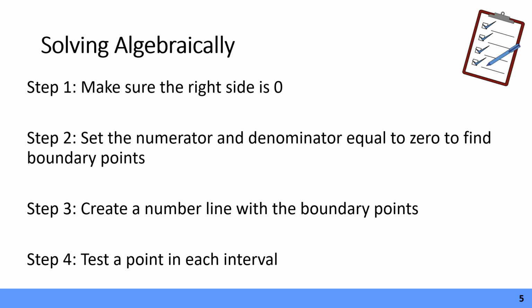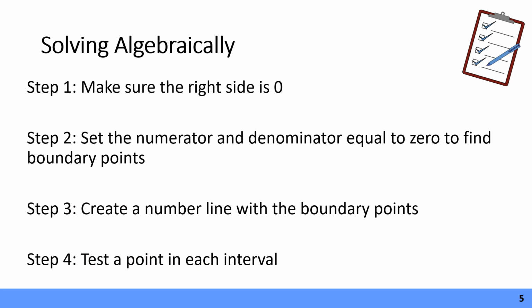Now, if you prefer to solve it algebraically, this is what we're going to do. Step 1, just like in the previous method, you always have to make sure that the right side is equal to 0. Step 2, on the left side, you're going to have a rational, so you're going to set both the numerator and denominator equal to 0 to find what we call our boundary points. Step 3, you're going to create a number line with the boundary points. And again, it's very important that you remember when you make a number line, the boundary points have to be listed from least to greatest. And then step 4, you're going to test a point in each interval to see which intervals satisfy our inequality.